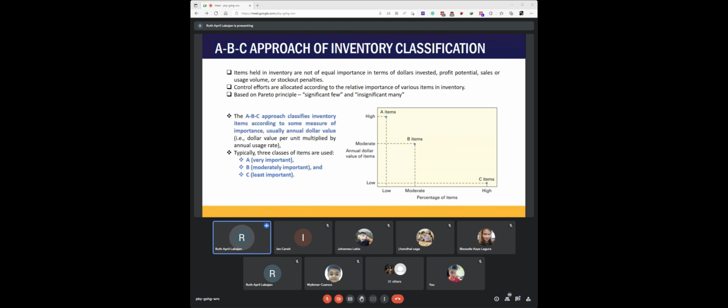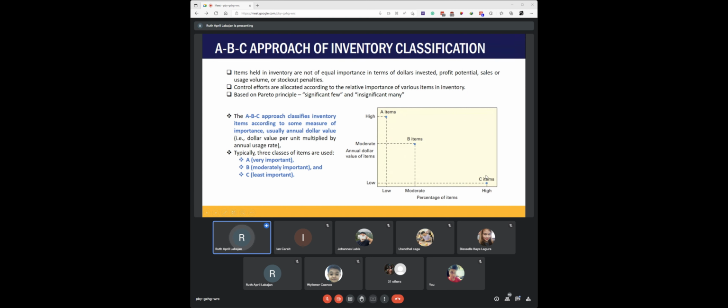Okay? Now, the fifth requirement for a good inventory management is your inventory classification. Okay? So basically, what is this ABC approach of inventory classification? It just tells you that in your inventory, you have to classify your inventory according to importance. Okay? So we have inventory items that are very important, items that are moderately important. We also have items which are least important. So we classify them as A, B, and C items.